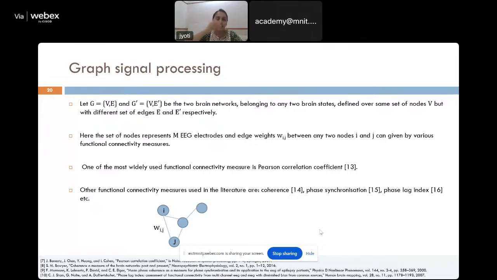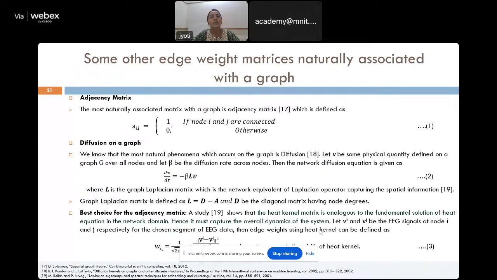So nodes are the EEG electrodes, and edge weights between them are different functional connectivity measures. These are some other functional connectivity measures. Diffusion is one of them, and it is very common. Suppose information is there at one node, and then it travels from that node to nearby nodes or nearby areas. So diffusion is happening on the network. This is a very natural phenomenon, equivalent to the diffusion equation in physics. Network diffusion is a very similar concept.